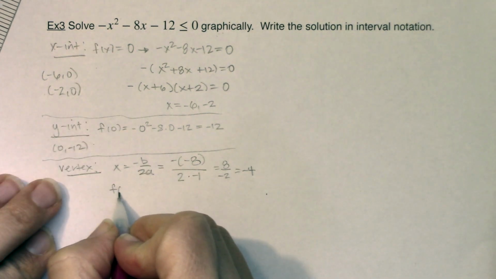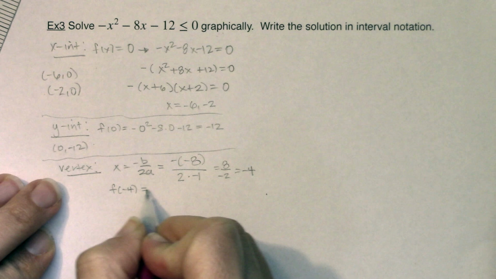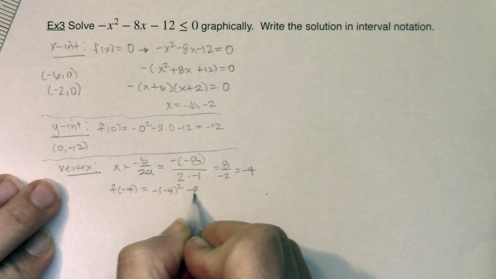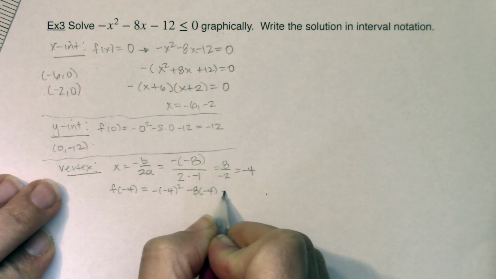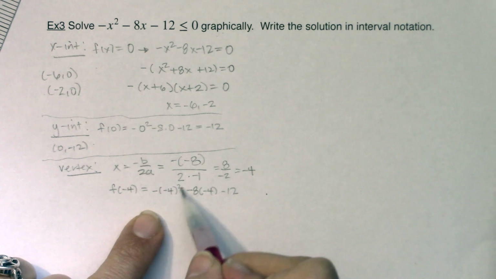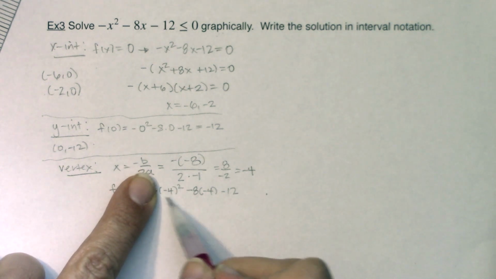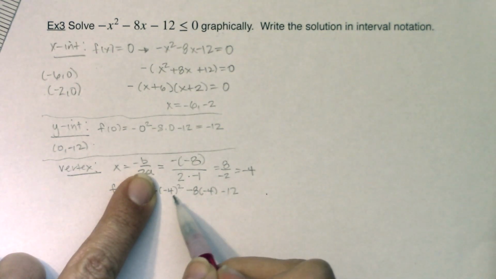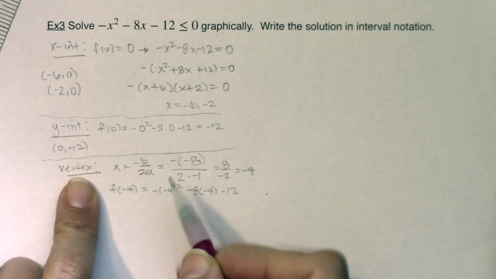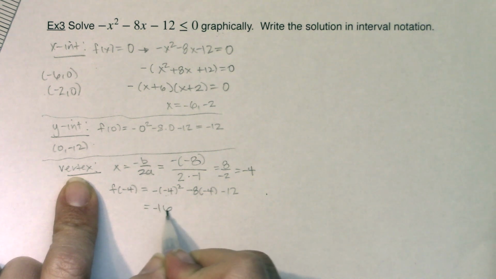So let's find f of -4. That would be a negative of -4 squared minus 8 times -4 minus 12. A lot of negatives in there, so I'm going to be careful. -4 squared, like without that PEMDAS, right? I'm going to do the parentheses. -4 squared is +16. +16 times -1 is -16.